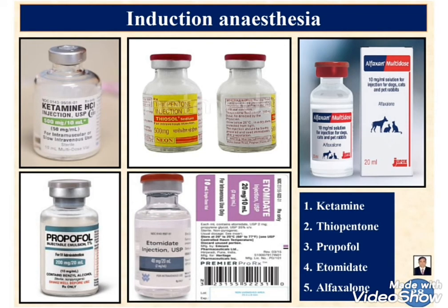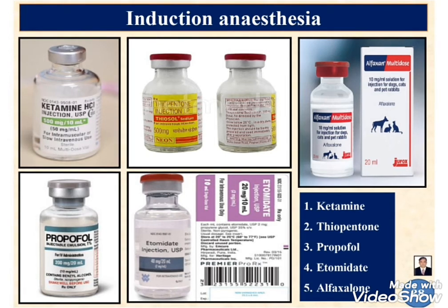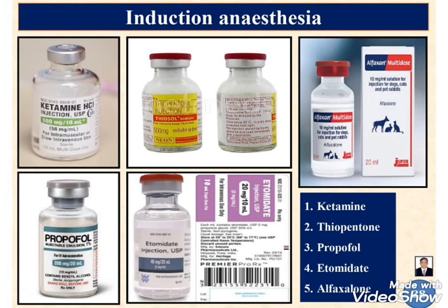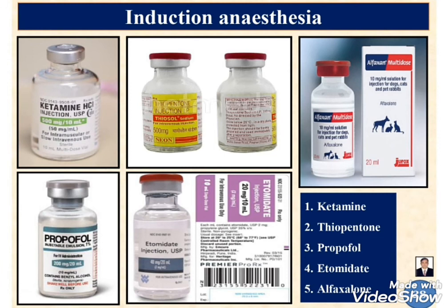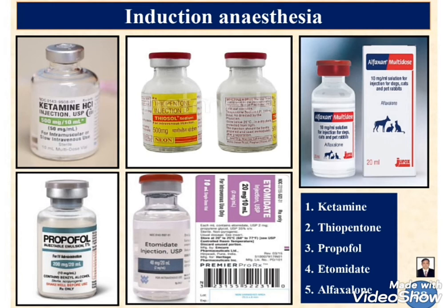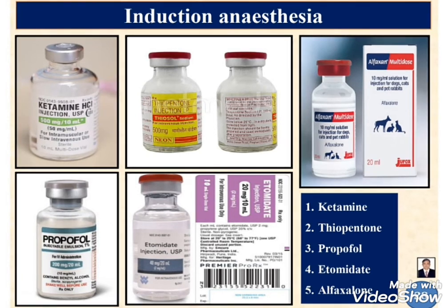Some more drugs have also entered our field, etomidate and alfaxalone. These two drugs are nowadays very costly, and they are generally safe for cardiac and hemodynamically unstable patients. If any patient is hemodynamically unstable, even cardiac patients, and you want to perform surgery, these are the two drugs. These are the latest drugs. Etomidate and alfaxalone are most commonly used in human beings, particularly in cardiac surgery.